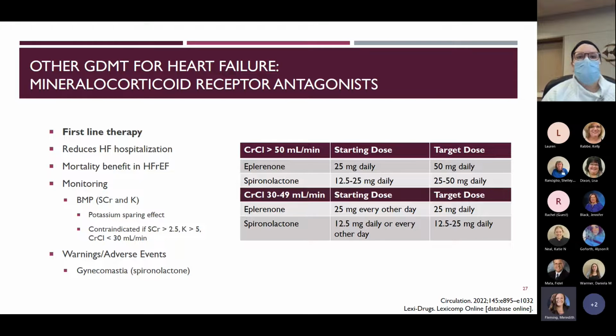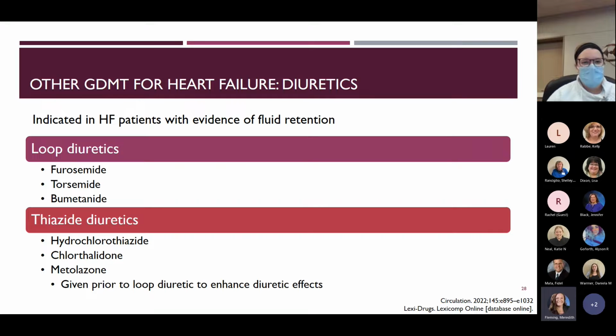For our mineralocorticoid receptor antagonists, again, these have been part of our guideline recommendations for a while now, so I won't go into too many details here, but wanted to make sure that we just address the starting dose and target dose for each of these medications, and the fact that they are renally dose adjusted, and that may impact the dose that you choose or aim for in the future.